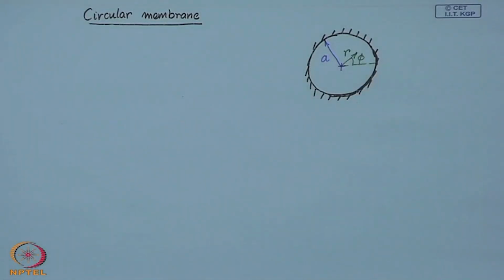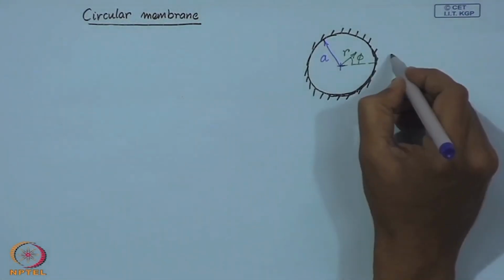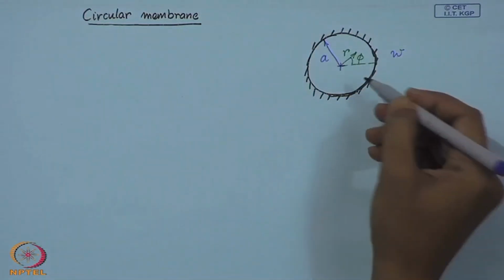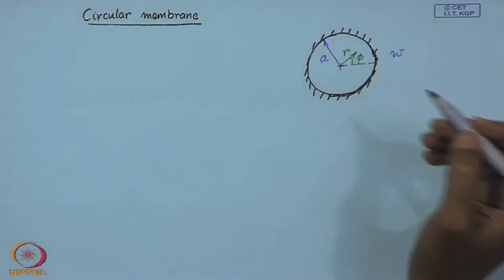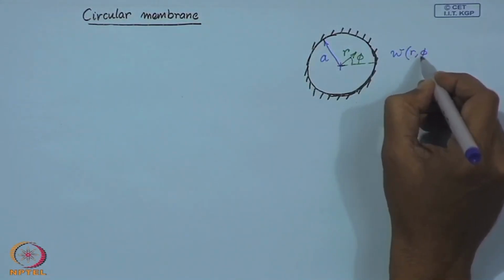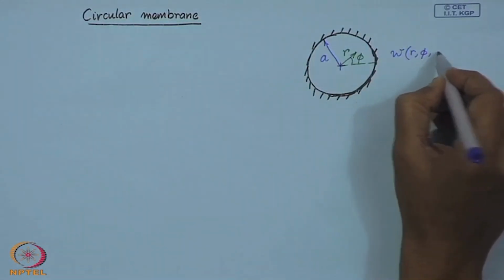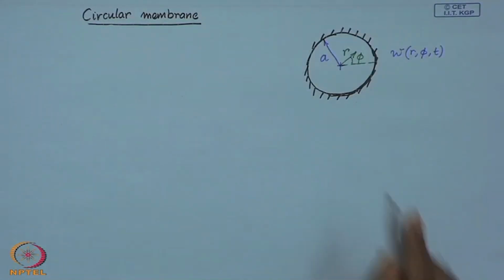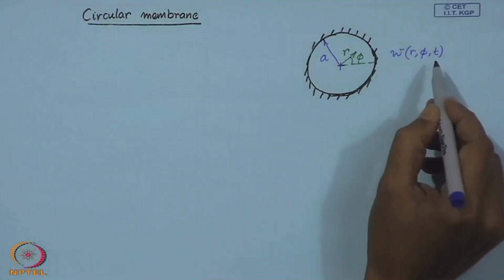So, using this, our field variable is the displacement of the membrane from its equilibrium position, measured at a coordinate location r comma phi at time t. So, this is the transverse displacement of a point at r, phi at time t.